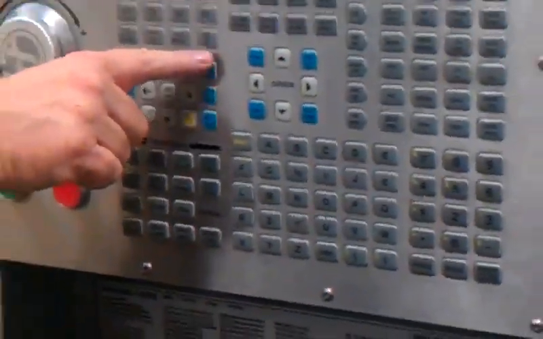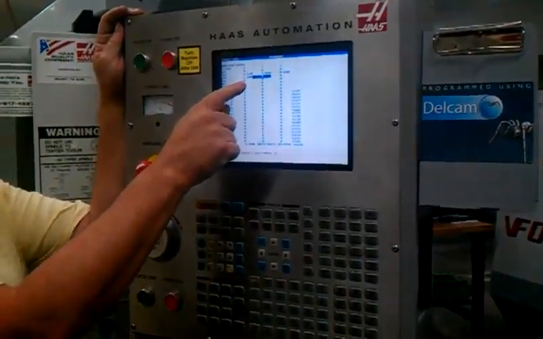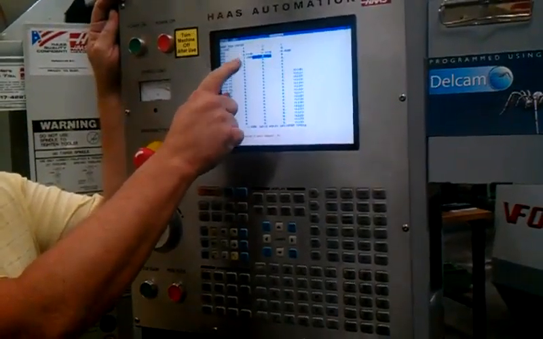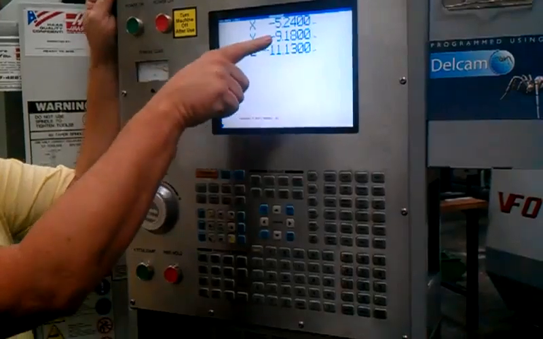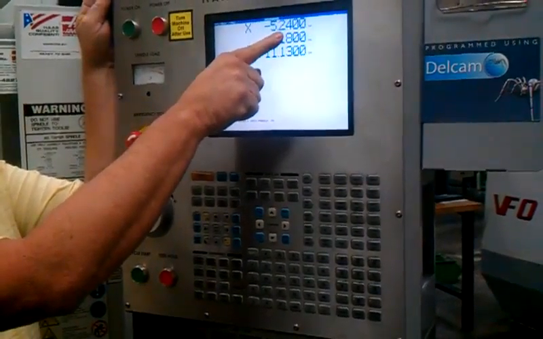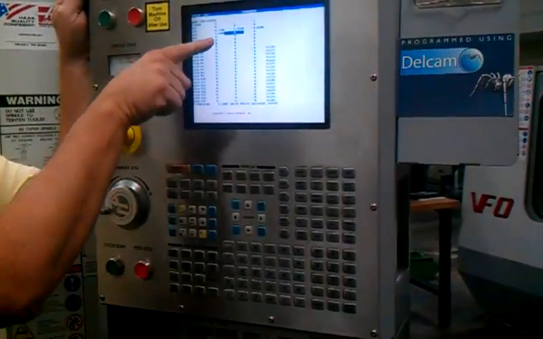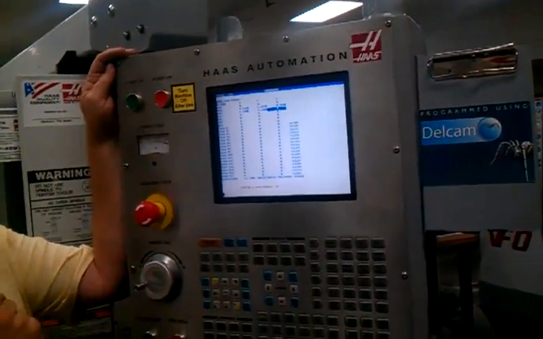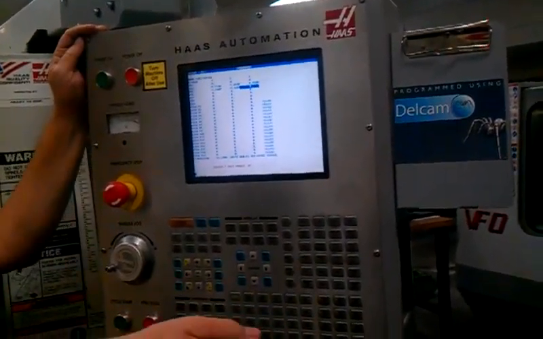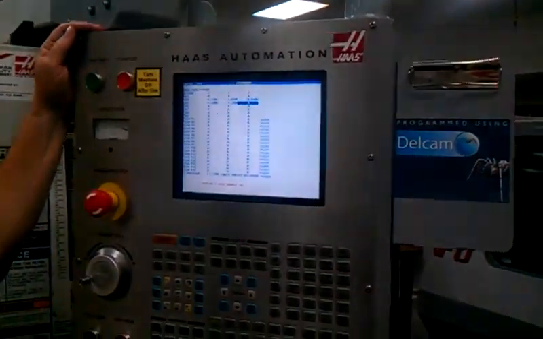G55 by hitting underneath the F4 button. Part 0 set tells me how far away from home my X is in part program 0. If I go back to my position screen, where am I at in X? Minus 5 1/4 inches. If I go to my offset, 5 1/4 inches. Same thing in Y. My Y is minus 9 inches 180 thousandths away from home.